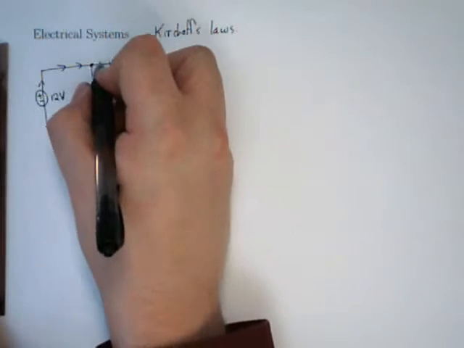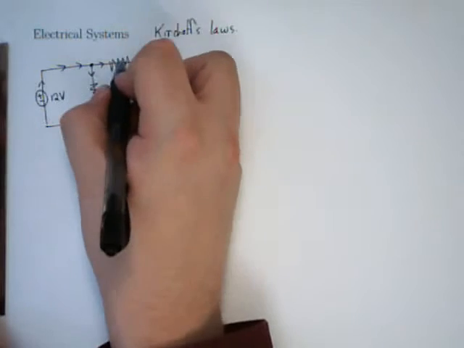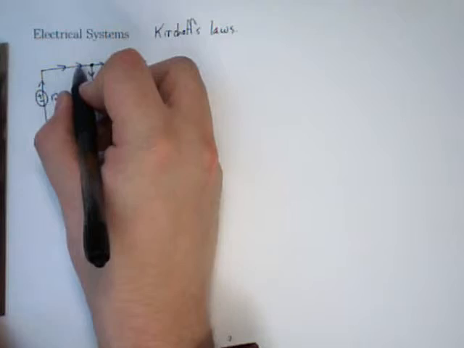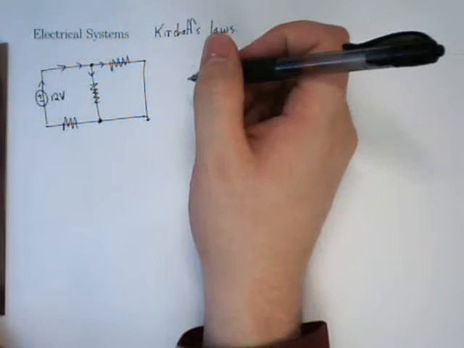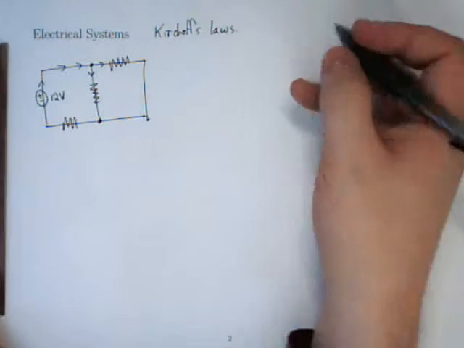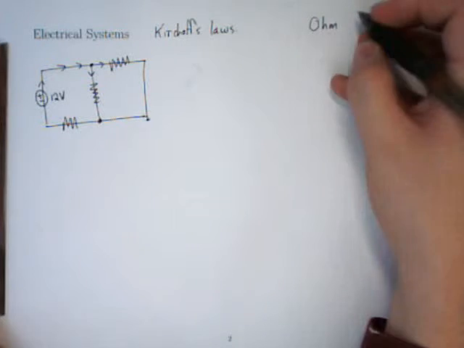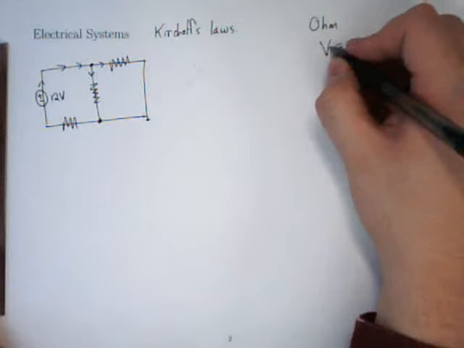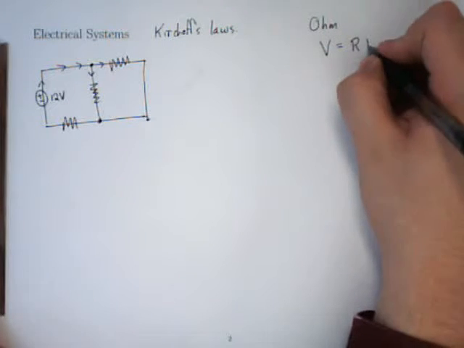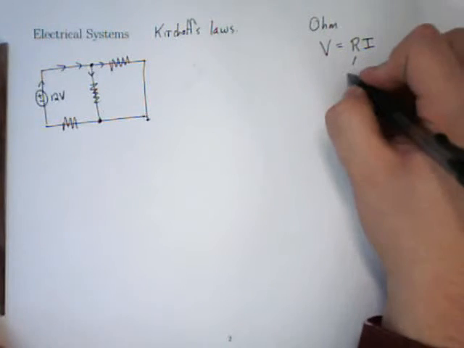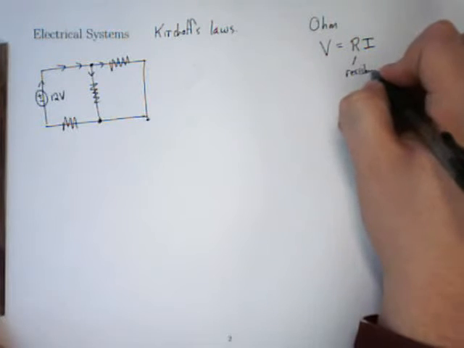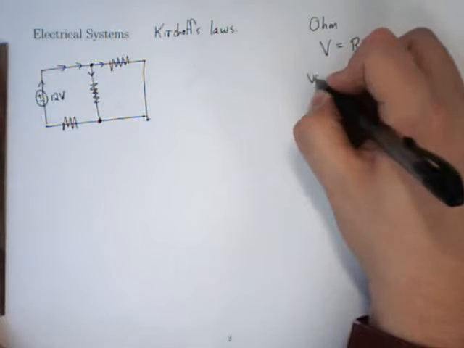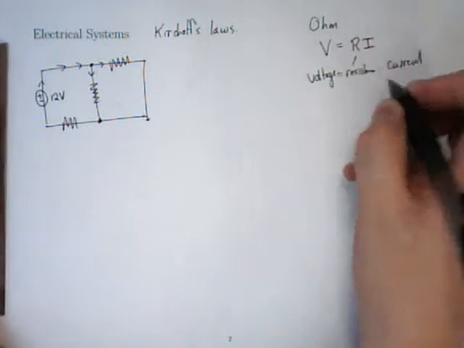Well, when they get to this node, the electrons have to split. Some of them flow that way, some of them flow that way. Well, as the electricity moves through the wire, it encounters resistance, something to prevent its flow. Ohm discovered that the voltage drop due to a resistor is the resistance times the current. So if you take a resistance times a current, you get the amount of voltage used or eaten up by a resistor.